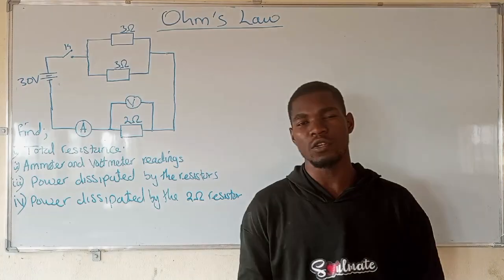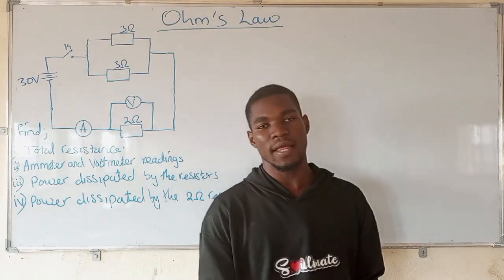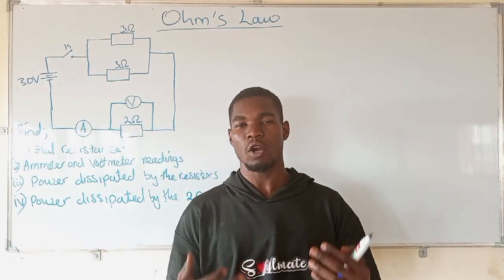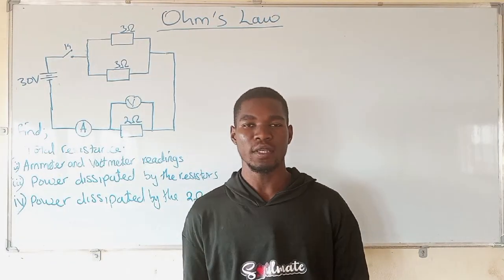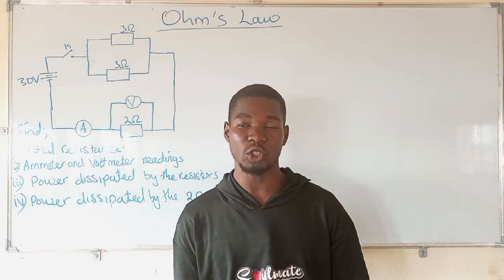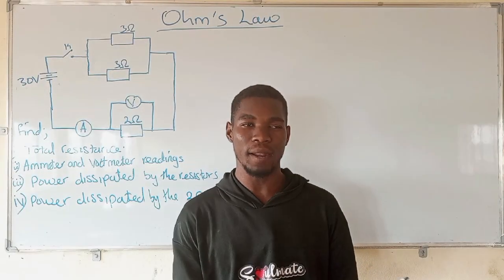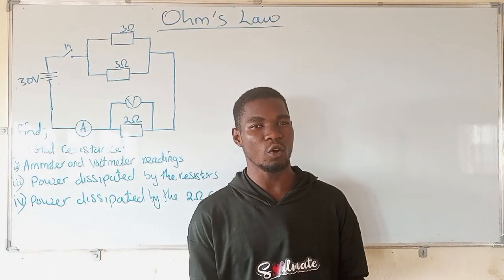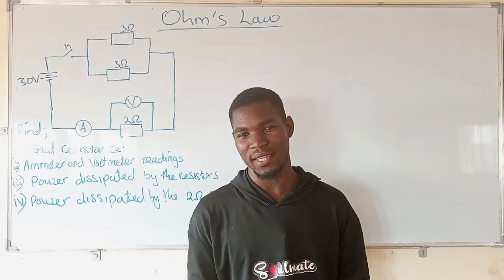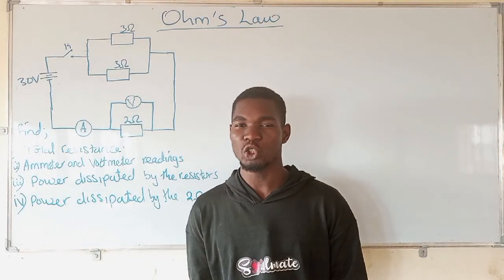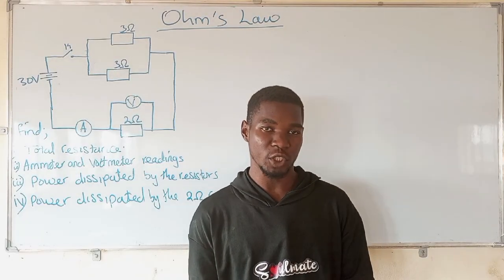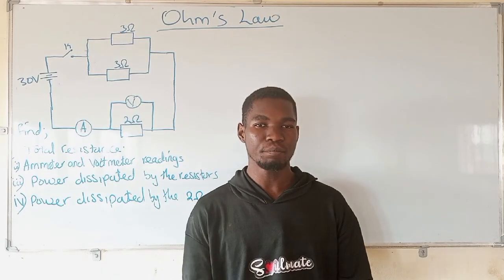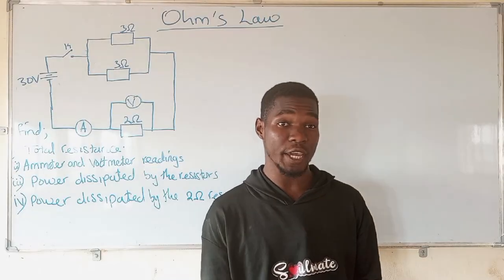So what does Ohm's law state? Ohm's law states that for a conductor in an electric circuit, the current passing through that conductor is directly proportional to the potential difference applied across the ends of the conductor, provided temperature and other physical conditions are held constant. I take it again: the current passing through a conductor is directly proportional to the potential difference applied across the ends of that conductor, provided temperature and other physical conditions are held constant.